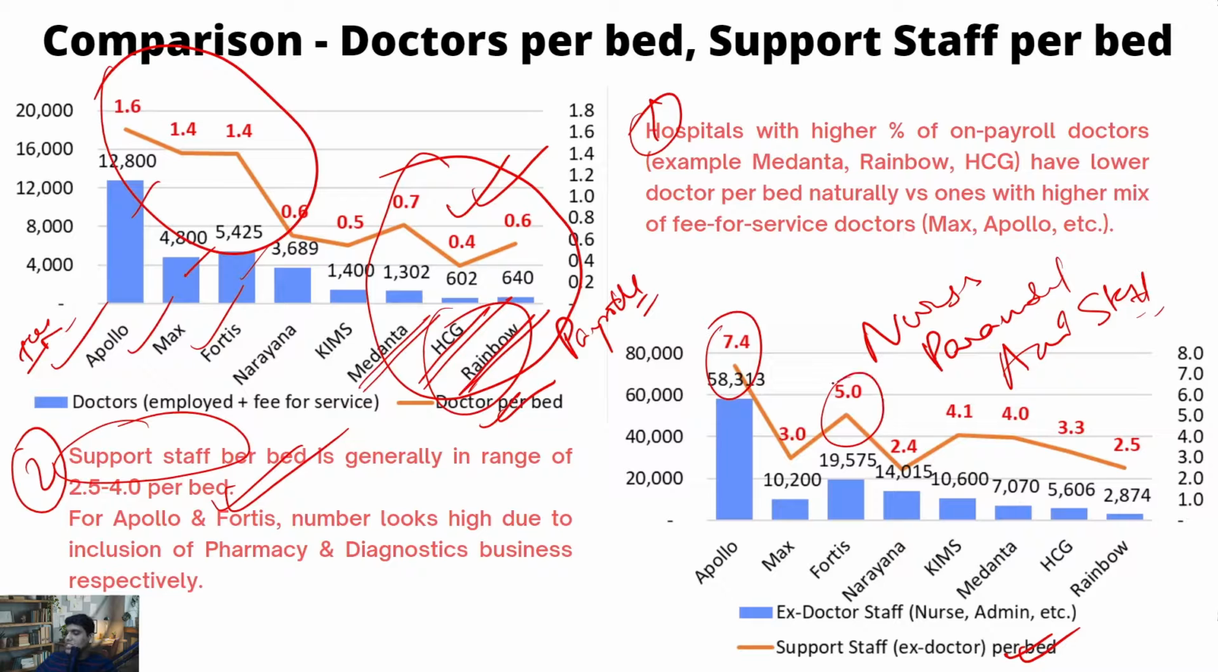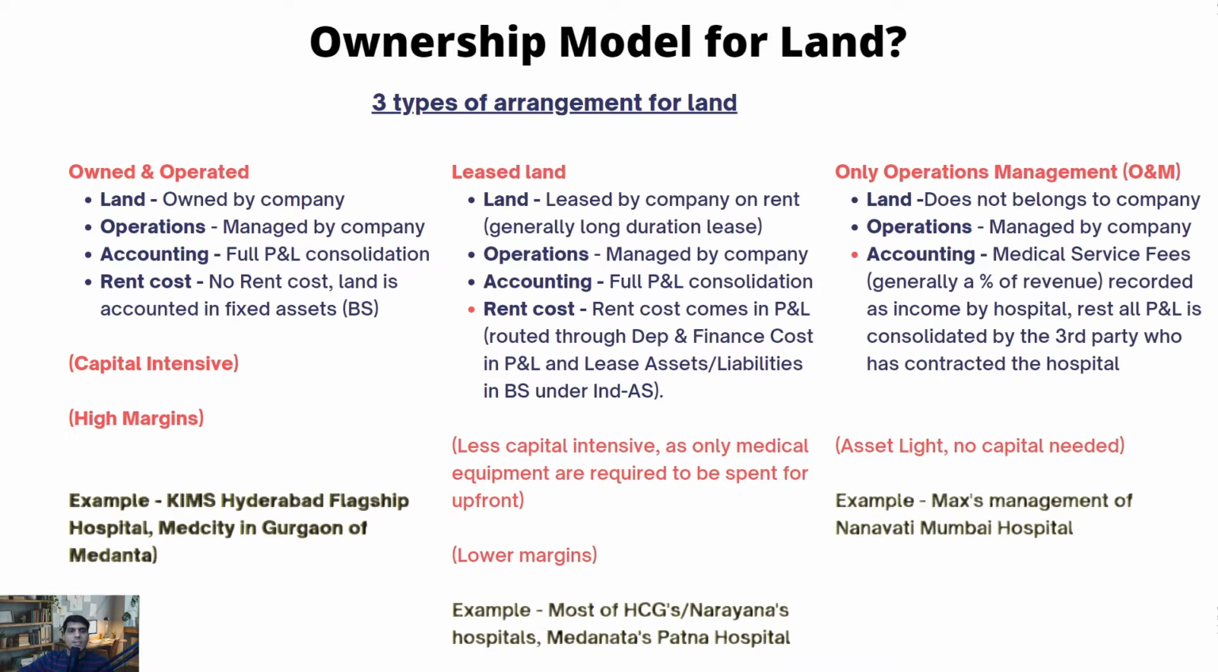For Apollo that number is 7.4 and for Fortis it's 5. But one thing to keep in mind is that in Apollo, their pharmacy business is included, where admin requirements are much higher. So which is why that number is distorted. Similarly in case of Fortis, their SRL diagnostic business might be included, so which is why the number looks higher.